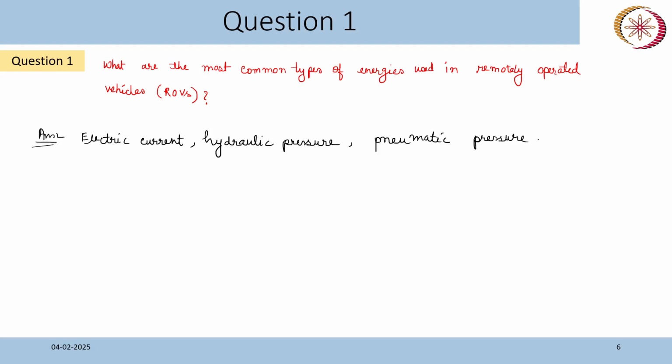You don't open or close a valve manually or using some mechanical force. You use compressed air for smooth operation, so that there is no contact. So pneumatic pressure means basically using compressed air, and hydraulic pressure basically means using water pressure to move something inside of an ROV.